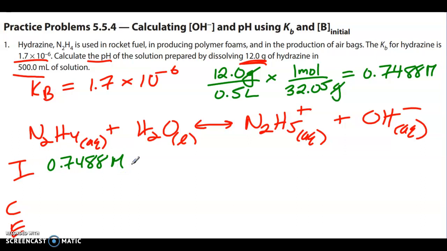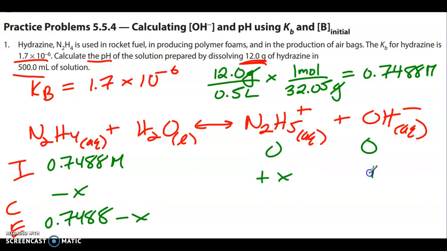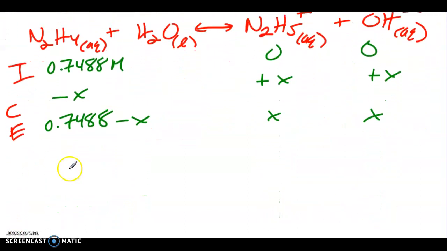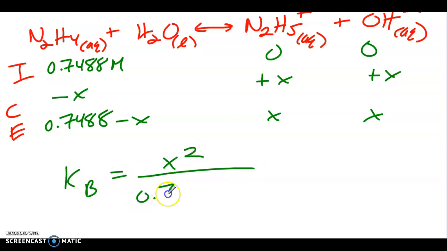Now the rest of this is going to be very similar. We have 0, 0, minus x, 0.7488 minus x, plus x, plus x, x, x. Our Kb expression is going to be x squared over 0.7488 minus x. And I'm actually going to continue this in the next part of the video.